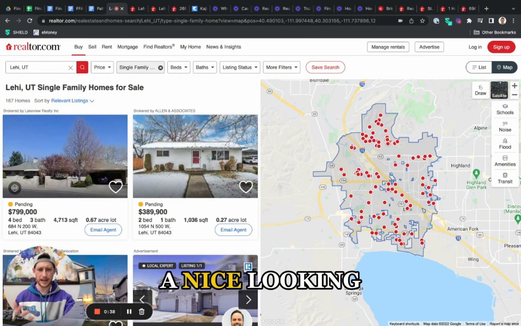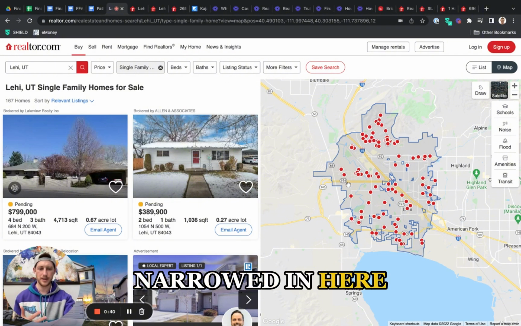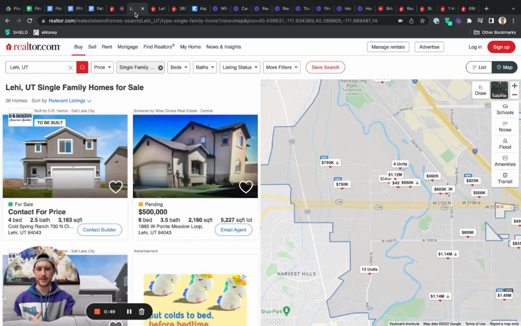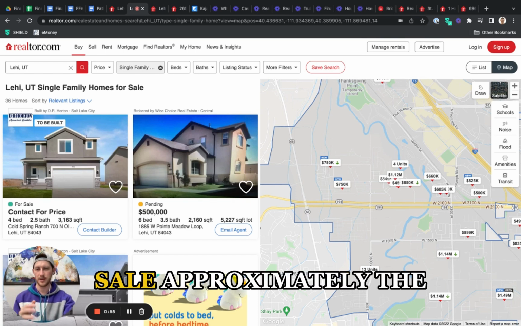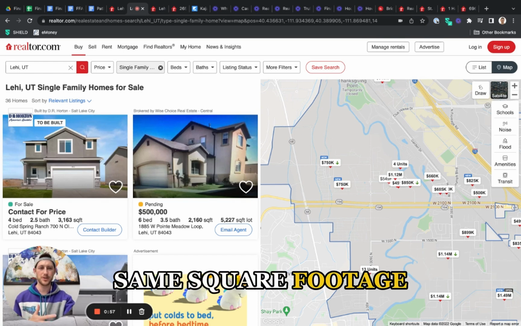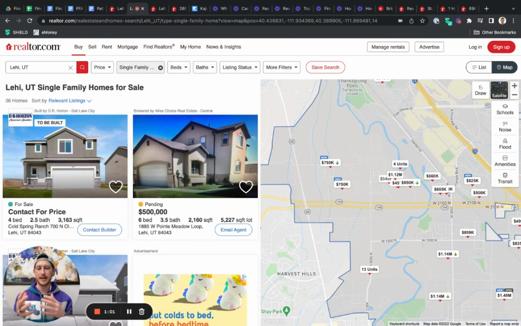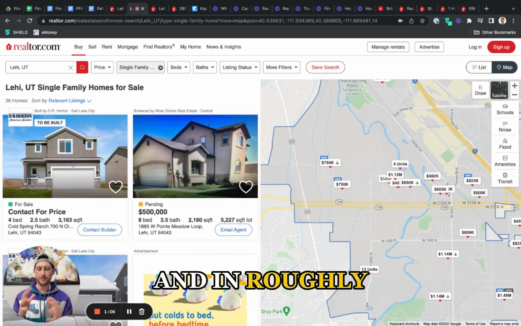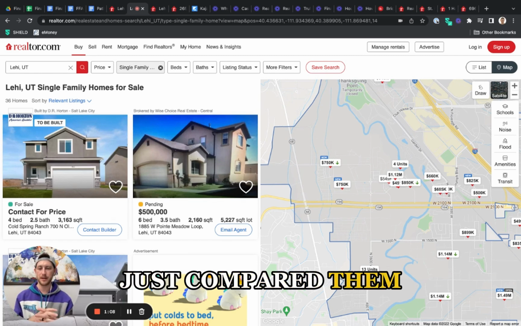So I found a nice looking neighborhood. I kind of narrowed in here, a nice little neighborhood, and I looked for homes for sale. I did the same for the same area in Lehi, and I just did homes for rent. So I found two comparable properties. One was for sale, approximately the same square footage. One had approximately the same bedrooms, bathrooms, all of those kind of details and in roughly the same area. And so I just compared them to understand.